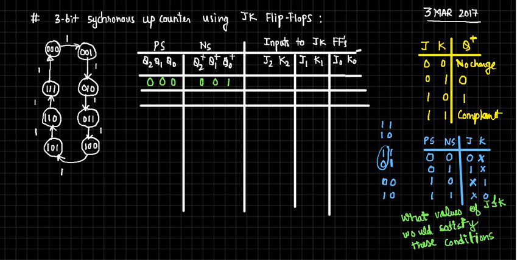Okay. What do you want? The present state is 0, the next state should be 0, always 0.